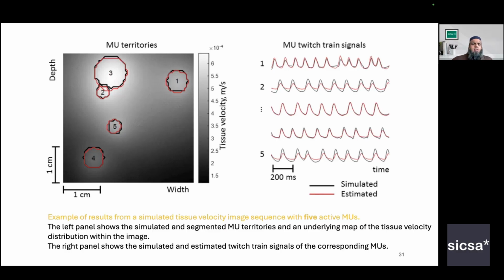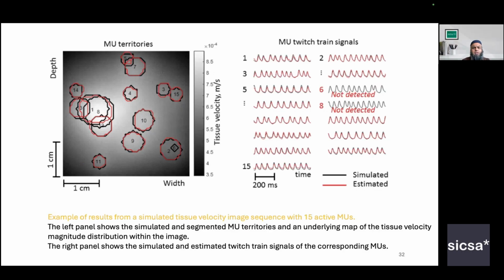Here what we are looking at is an activation of 5 motor units. We are looking at 5 motor units on the left side, and we can see that the model is able to detect these motor units. On the right side, we also look at the time domain signal of this activation that we call the twitch trend signal. So we can see that the model is doing fairly good. It can trace the time domain signals quite nicely. Even if it is not tracking the exact shape, it is still able to track the rise and fall in the signal. But here is the challenge.